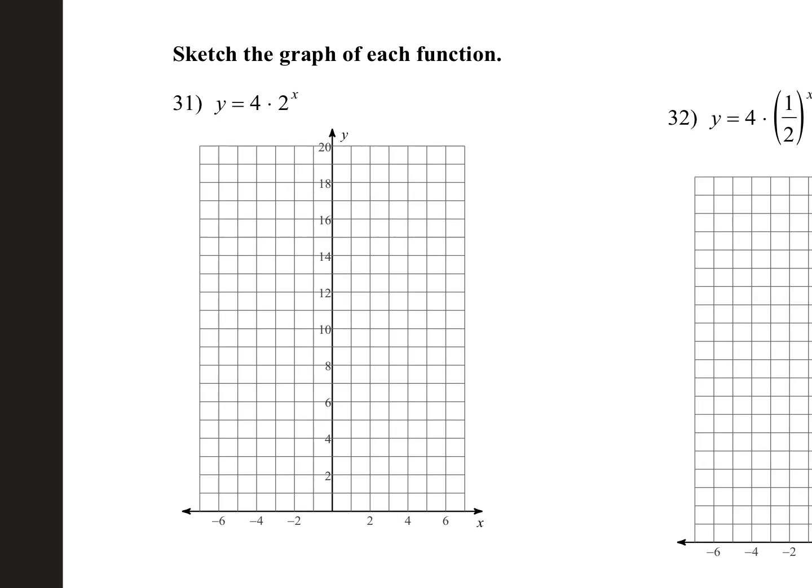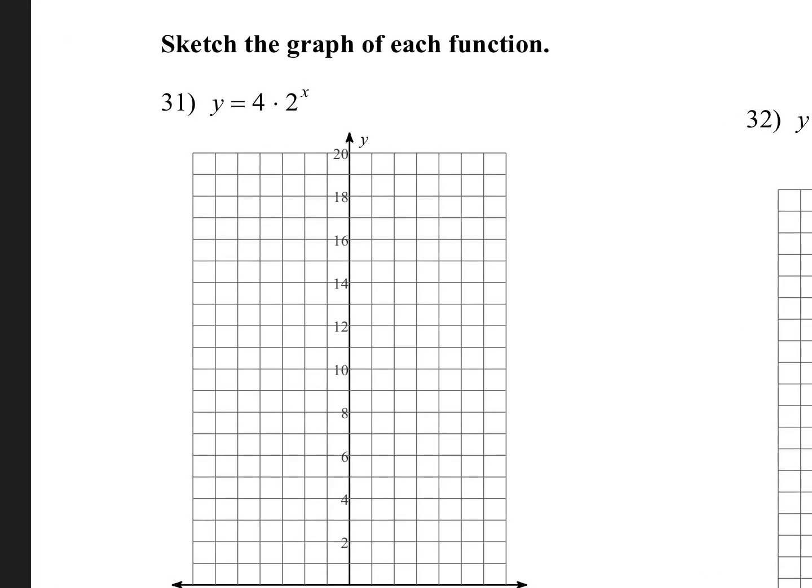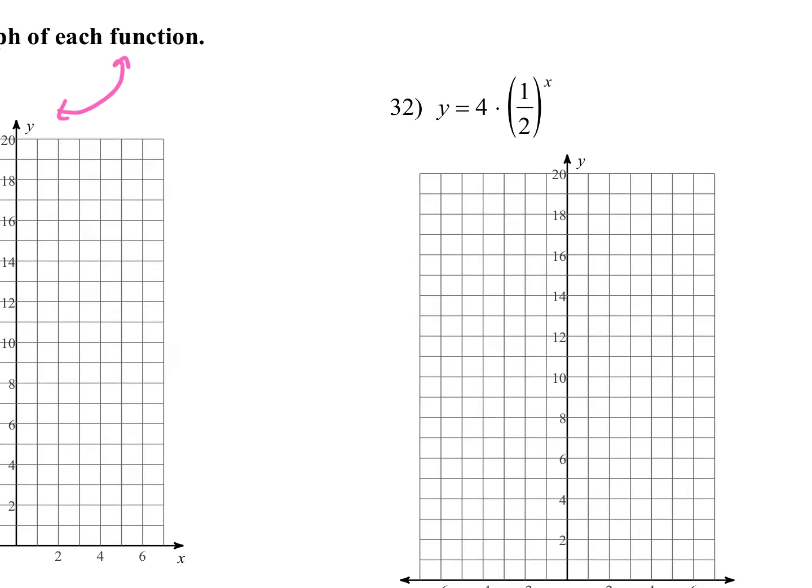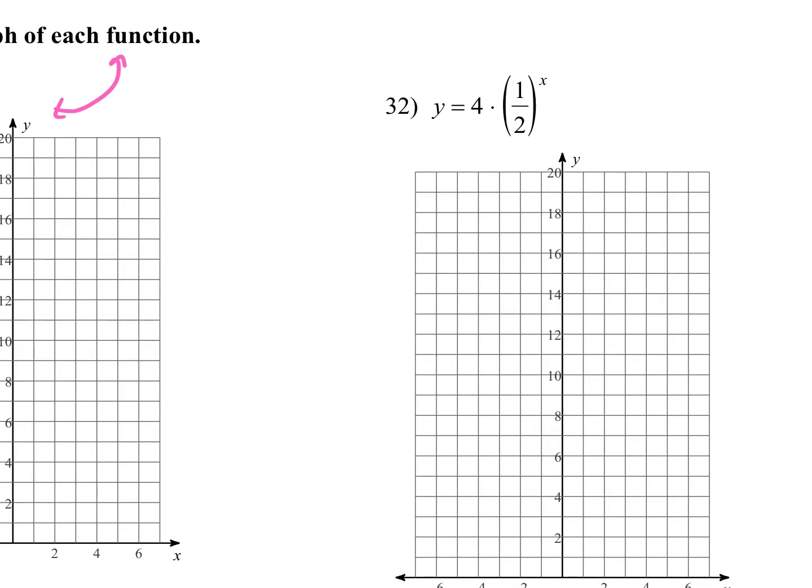All right. Sketch the graph of each function. For 31, do we know that it'll be exponential growth or decay? Growth. It'll be growth because 2 is greater than 1. So it's going to be a graph that is increasing. What about for 32? Is it going to be exponential growth or decay? Decay, because 1/2 is less than 1. So it's going to be decreasing. It'll look like this.